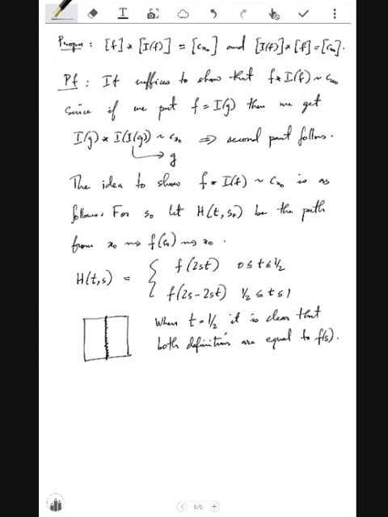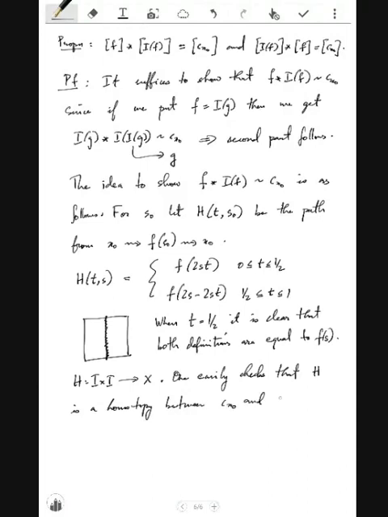So H defines a continuous map, and one easily checks that H is a homotopy between C x0 and f star I of f.